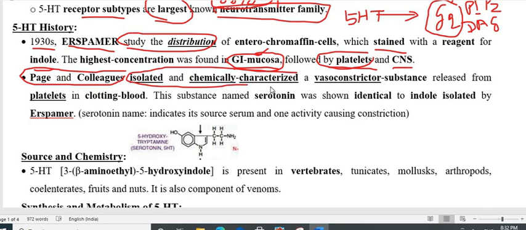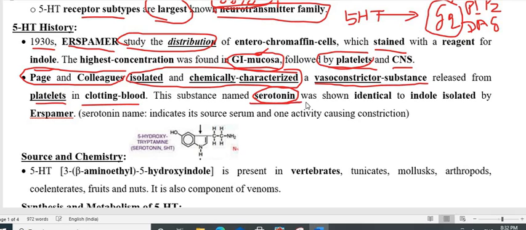So Page and its colleagues isolated the 5-HT and also chemically characterized the 5-HT, and cited that the 5-HT is a vasoconstrictor substance. He was studying it, isolated from the clotting blood. That means platelets get aggregated, and therefore, on the basis of the isolation from the clotting blood, where he found the platelets, he named the compound serotonin. The serotonin or 5-HT. Serotonin he named.